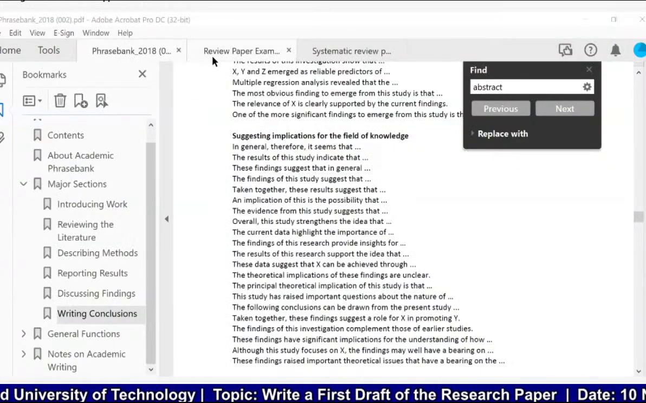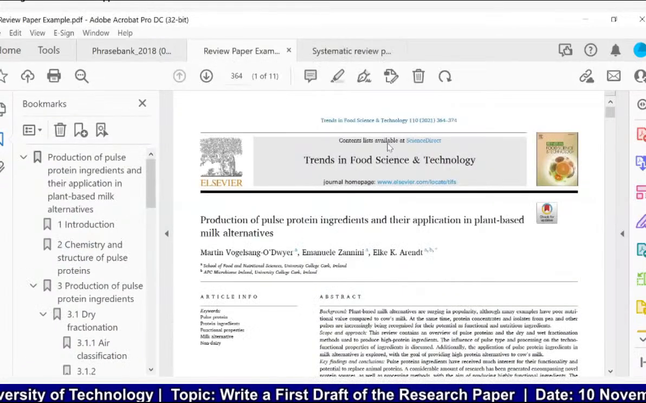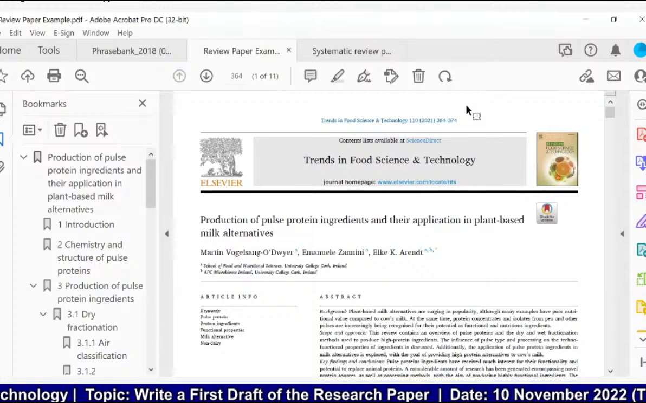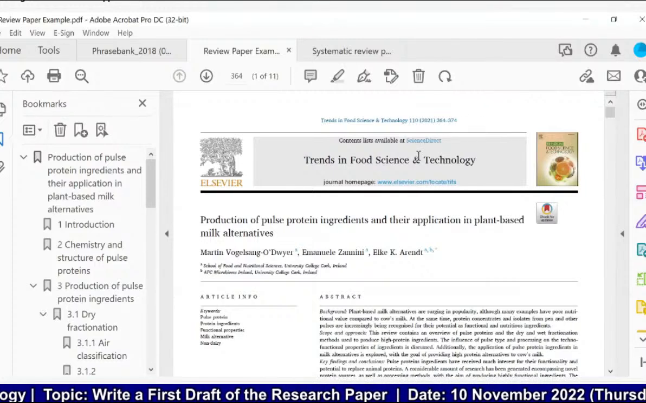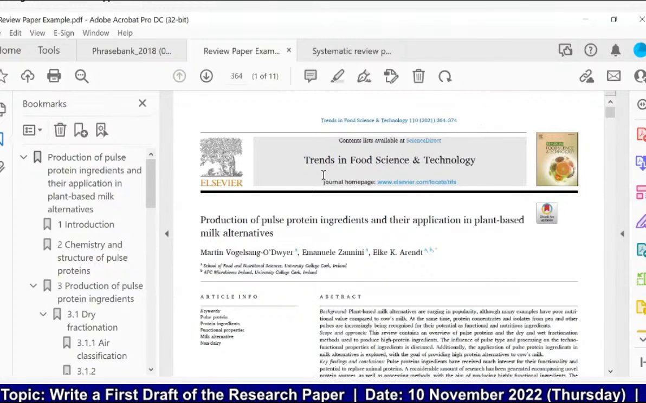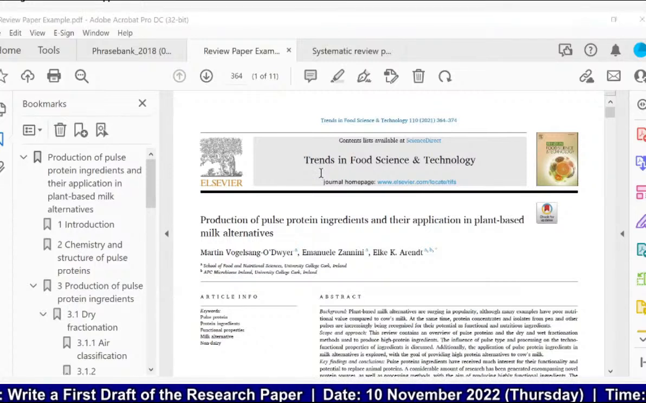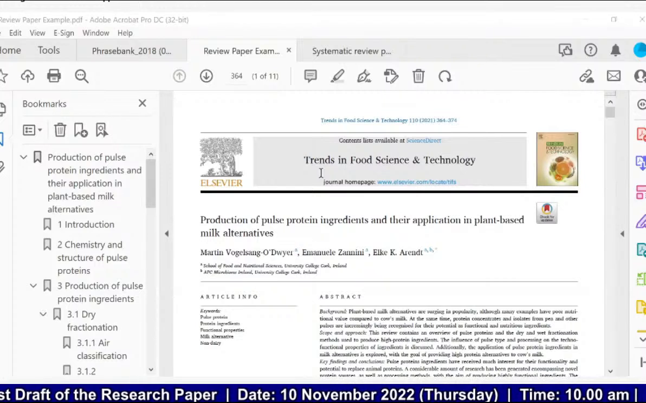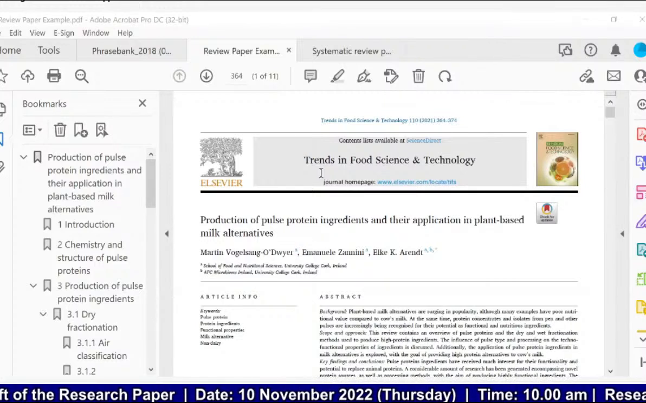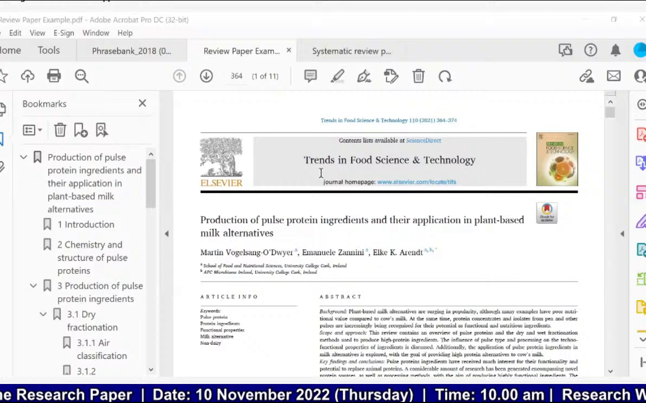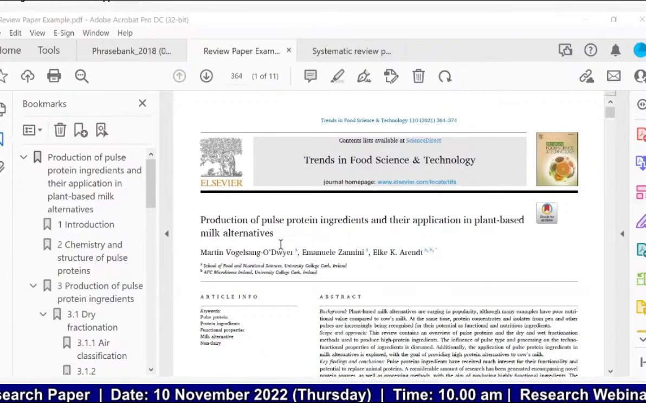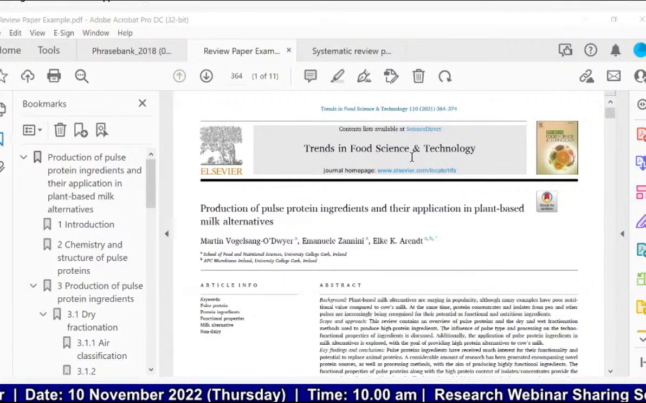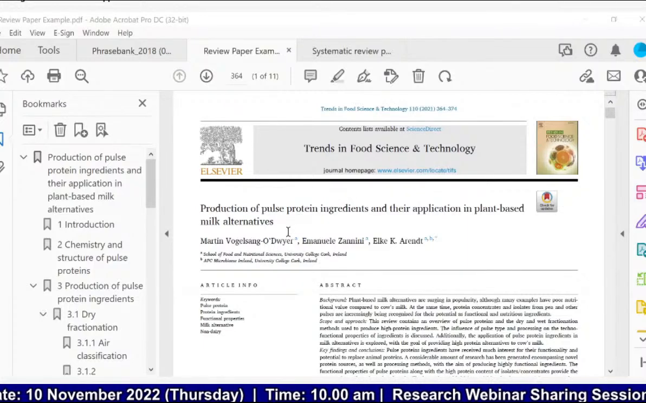So this is a review article. Can you see the review article? Yeah. So I did not talk about review articles because when you asked me to give the talk, it's more about writing a research paper. So if you are happy to write a review article, this is an example of, you can see it's a hot topic in food science, pulse protein ingredients.